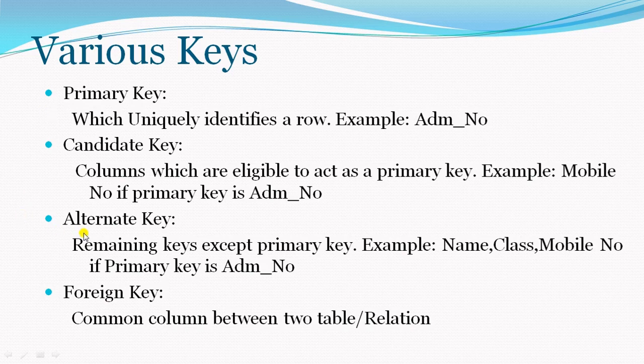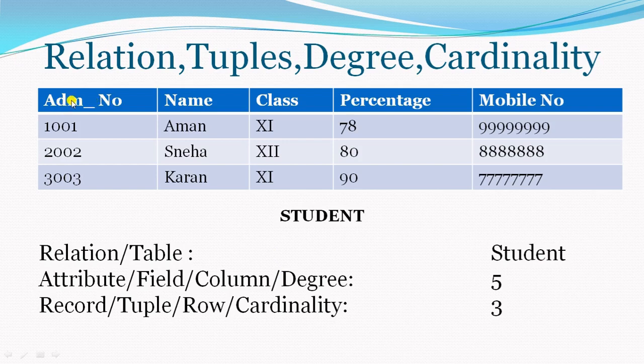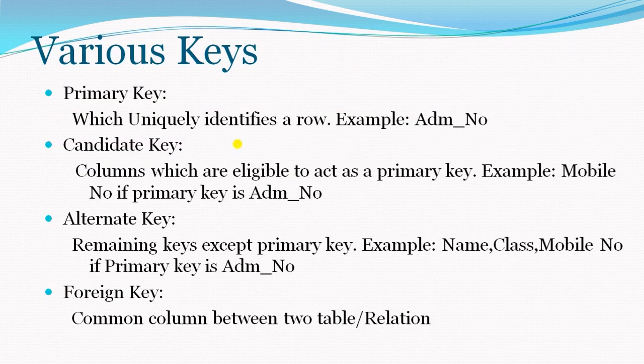Next, alternate key. If we select any primary key, the rest of the keys will become alternate keys. So if I choose admission number as a primary key, name, class, percentage, mobile number, they all will become alternate keys. And lastly, we have foreign key.